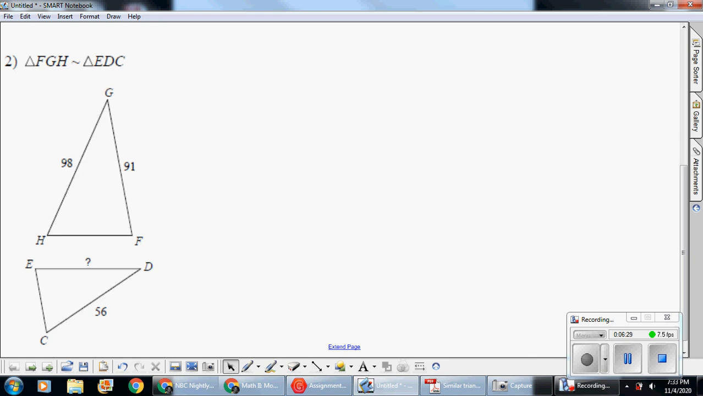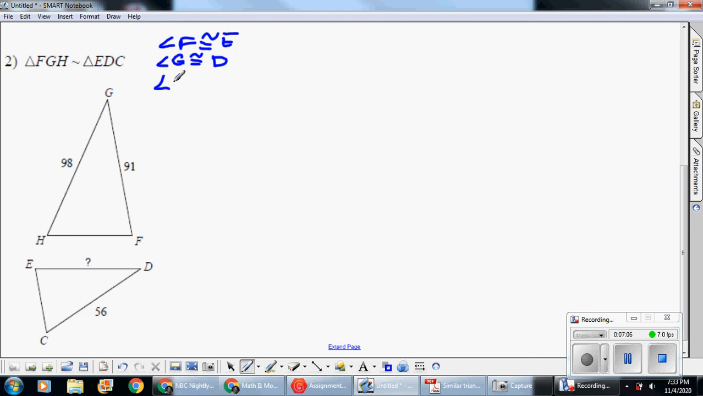Now, what this tells you is the following. Corresponding angles are congruent. The way they wrote it is very important. Angle F, the first angle, is congruent to the first angle over here, angle E. The order they write the letters is very important. Now angle G is congruent to the middle letter over here, which will be D.